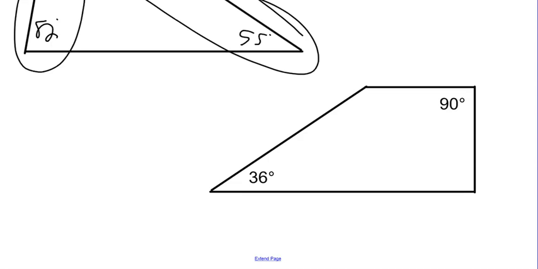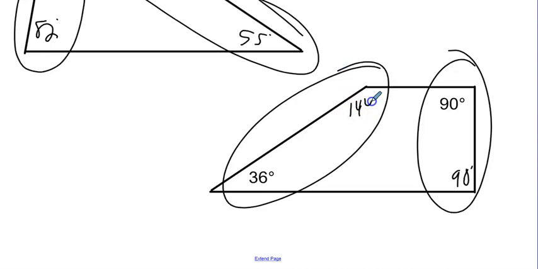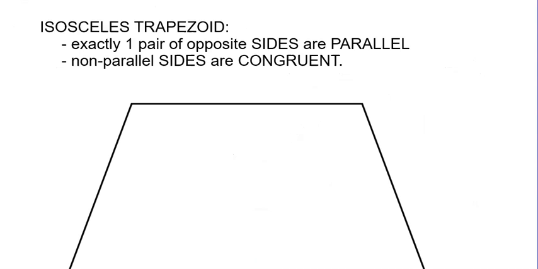All right, so this one, it's kind of clear to see what's going to happen here. It's going to be these two together, and this is going to be another 90-degree angle, and these two together. So 180 minus 36 is 144. That's it. Pretty simple stuff, right?